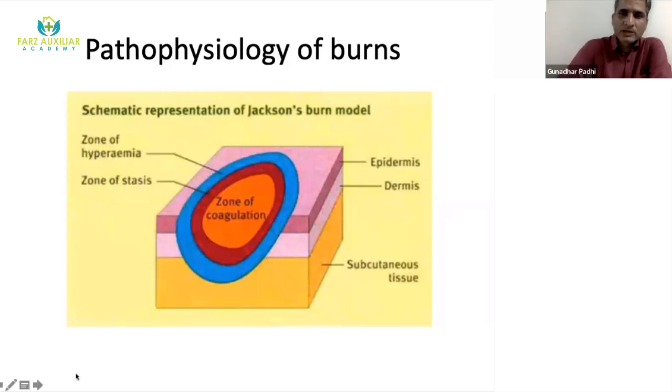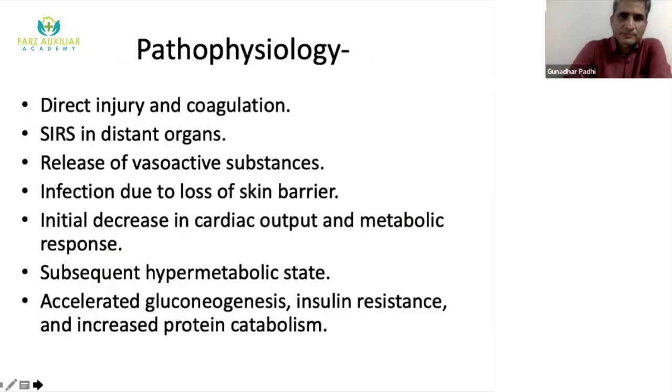So grade 1 is basically the epidermal burn and the part of the dermal burn. The grade 2 injuries are deep dermal burns, which involve part of the subcutaneous tissue also. And grade 3 is the deep burn, which involves the muscles and the bones. So these deep burns are the more dangerous. This is according to the depth of the burn injury. So this is called the Jackson's burn model. Sometimes it may be asked in the question.